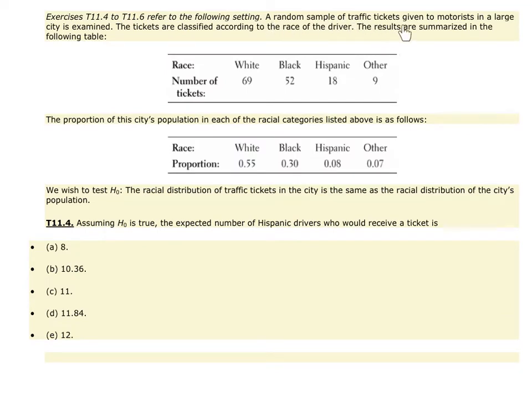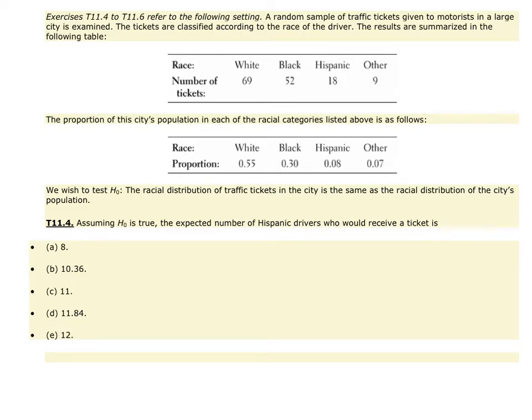Question 4. A random sample of traffic tickets given to motorists in a large city is examined. The tickets are classified according to the race of the driver. The results are summarized in this table below. So here we're seeing number of tickets and the race designation between that. The proportion of the city's population in each of the racial categories is also listed below. We wish to test H sub O, which is the racial distribution of traffic tickets in the city is the same as the racial distribution of the city's population. Assume H sub O is true. The expected number of Hispanic drivers who would receive a ticket is what?